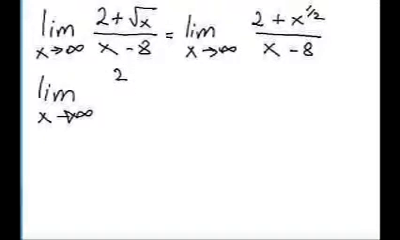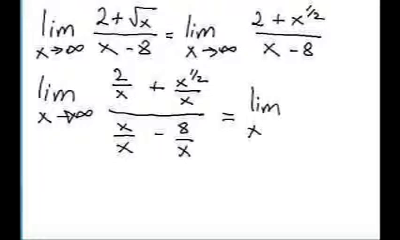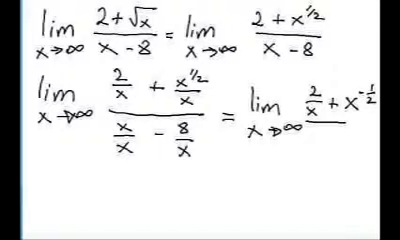So in this case, we'll end up with 2 over x plus x to the 1/2 over x, over x over x minus 8 over x. So now we'll end up with the limit as x approaches infinity of 2 over x plus x to the 1/2 over x, which is just x to the 1/2 minus 1 power. So that's just x to the minus 1/2 power, divided by 1 minus 8 over x.